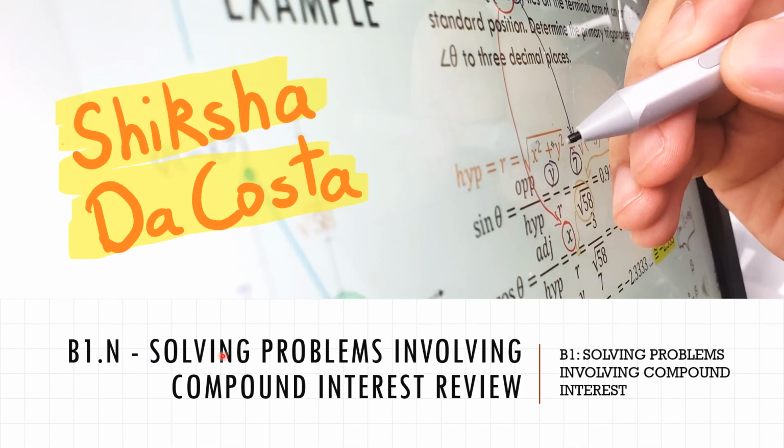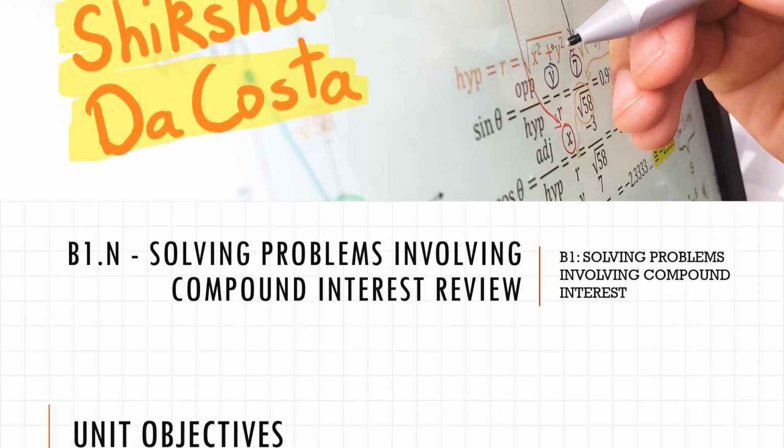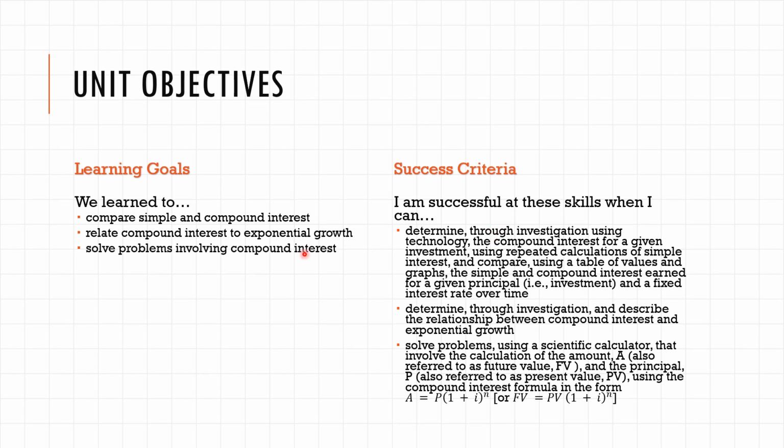We're going to be reviewing our unit on solving problems involving compound interest. So in this unit, we learned to compare the difference between simple and compound interest, and then we related compound interest to exponential growth. And finally, once we understood those things, we started to solve problems that involve compound interest. If you can do all of these things, then you know that you are successful at this unit.